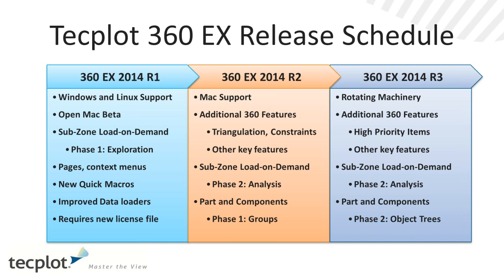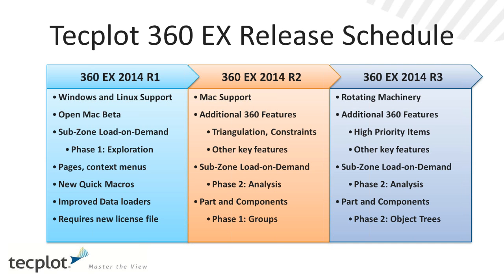You'll see pages, quick macros. You'll see the new data loading interface. We didn't talk about it explicitly, but we will talk about the data exporters. And we'll talk a little bit more about new license files and so forth, as there were some questions about that. Following the release, we'll actually have the official Mac release, some additional features in 360, including triangulation, constraints, and other key features that will continue to be agile as we learn.